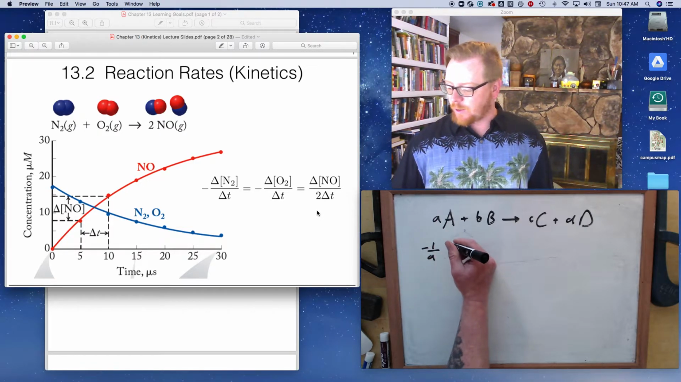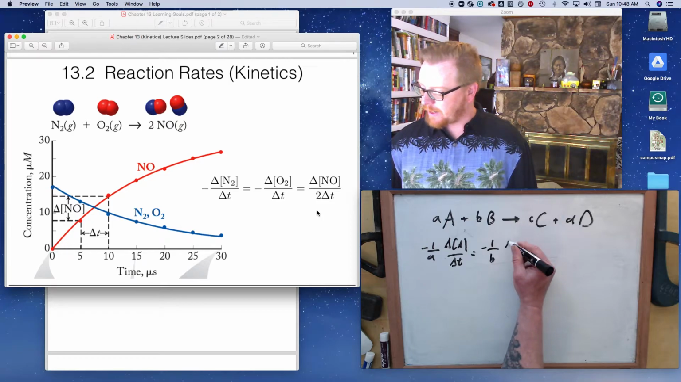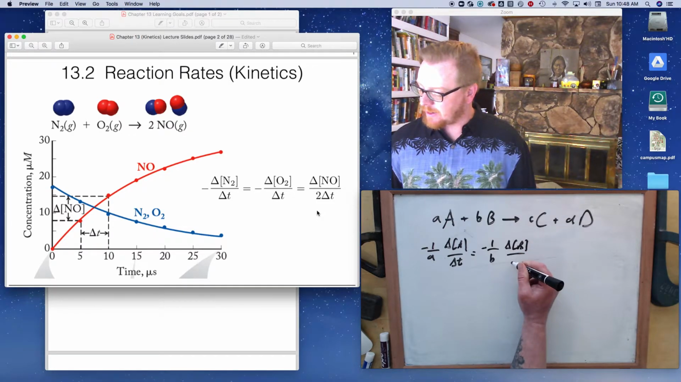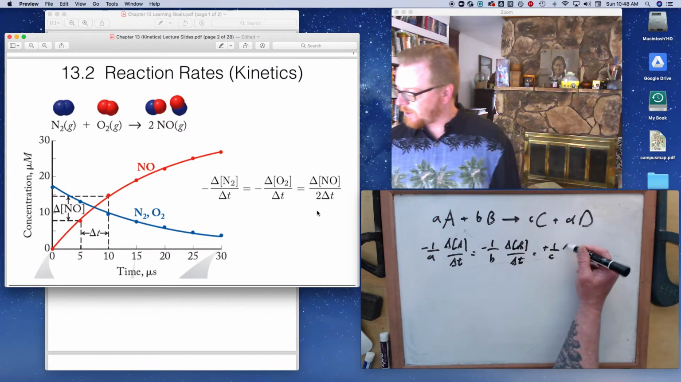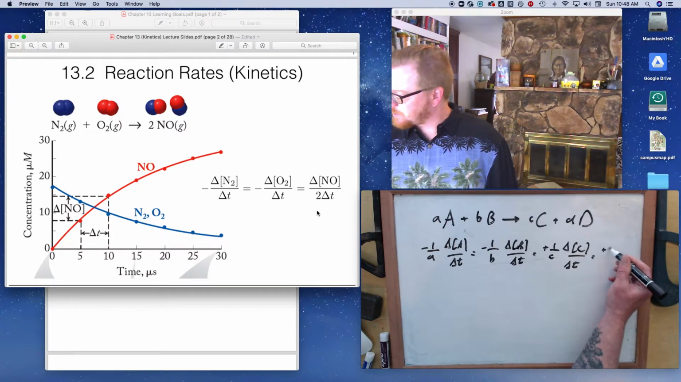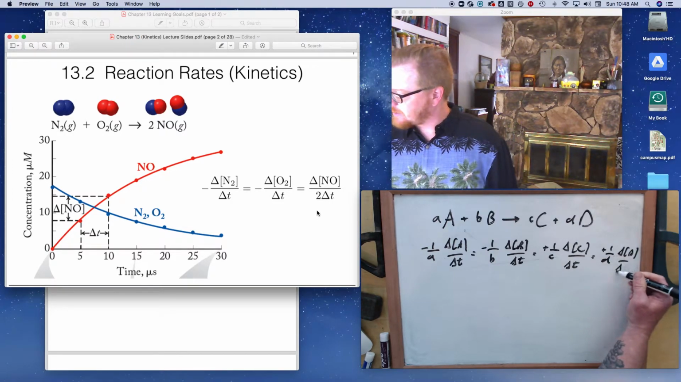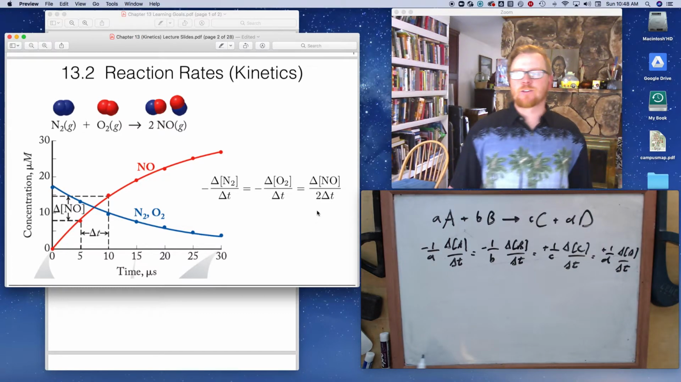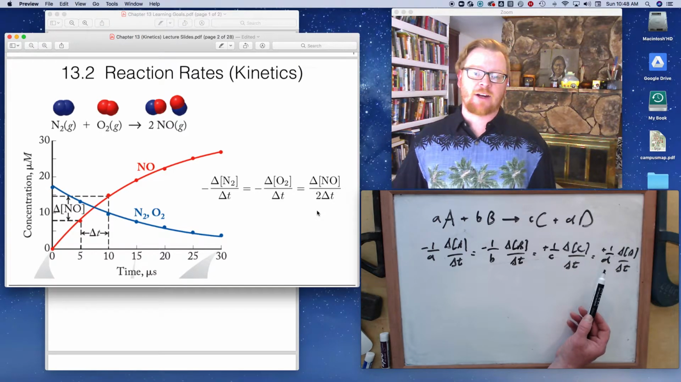Negative 1 over lowercase a, and then delta A over delta T, and that's going to equal negative 1 over lowercase b, delta B over delta T, and that, of course, equals positive 1 over lowercase c times delta C over delta T, which equals positive 1 over lowercase d times delta D over delta T. Okay. So no matter what any of those coefficients were, if you recognize this is how we can do this equation generically, then balance the reaction and then just go for it.